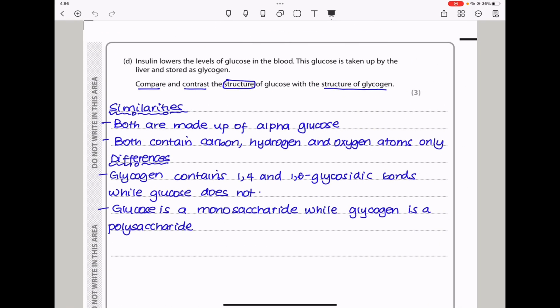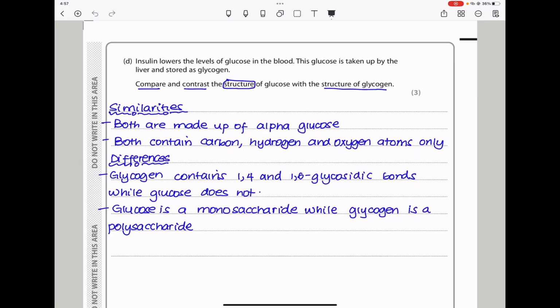Moving on. In part D, insulin lowers the level of glucose in the blood. This glucose is taken up by the liver and stored as glycogen. Compare and contrast the structure of glucose and the structure of glycogen. Now, when they say compare and contrast, of course, you have to write the similarities as well as the differences.